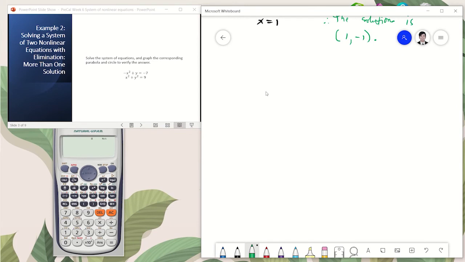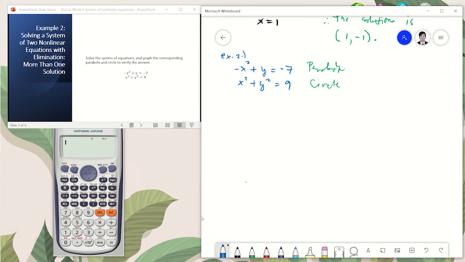So here, the given is negative x plus x squared plus y is equal to negative 7 and x squared plus y squared is equal to 9. So notice that our first equation is actually a parabola when you try to graph it. So you can recall our lesson last time regarding conic sections and why it is that this is a parabola. And this one is a circle. As mentioned in the instruction, we will do elimination.